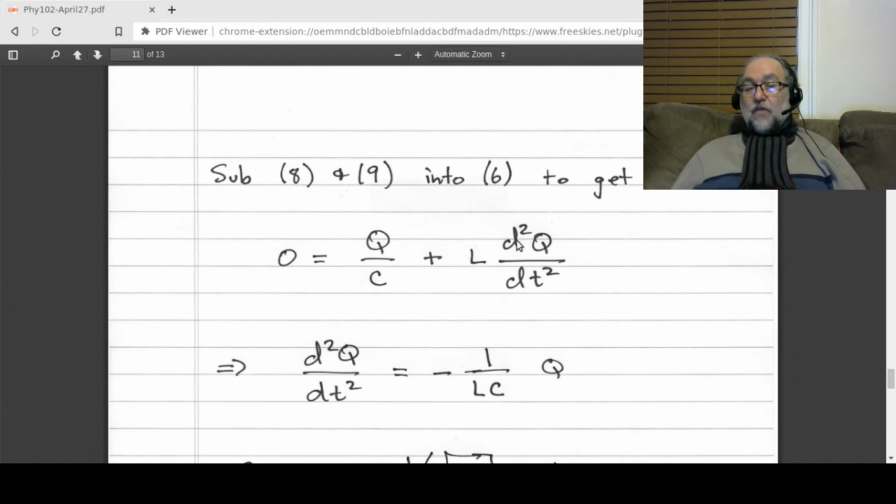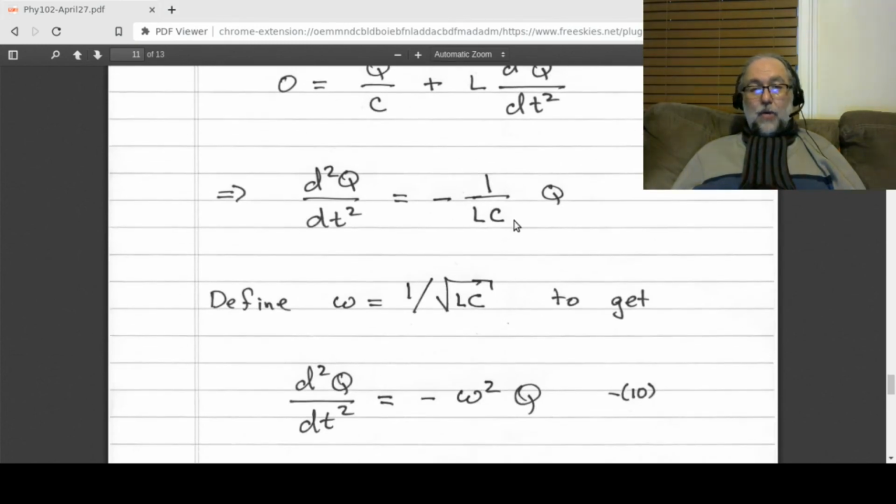We're solving for that d2q by dt squared, so let's bring that to the other side. And now our equation looks like this. We've got negative 1 over LC. Let me write that 1 over LC as omega squared. In other words, omega is going to equal 1 over the square root of LC. And so then this equation can be written as d2q by dt squared is equal to minus omega squared q, equation 10.